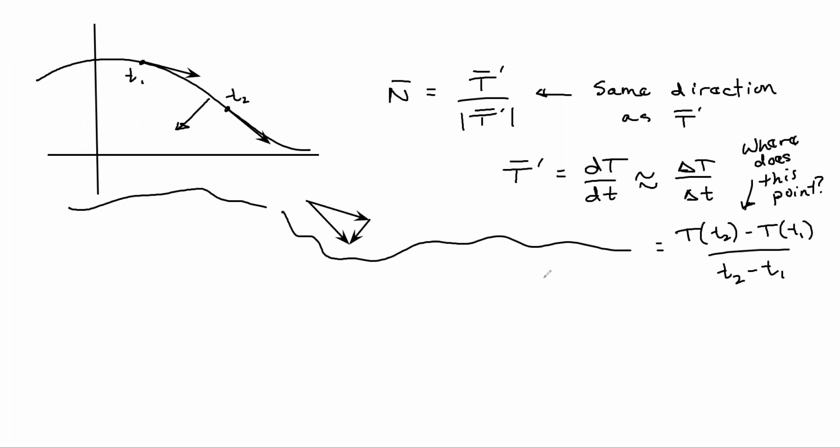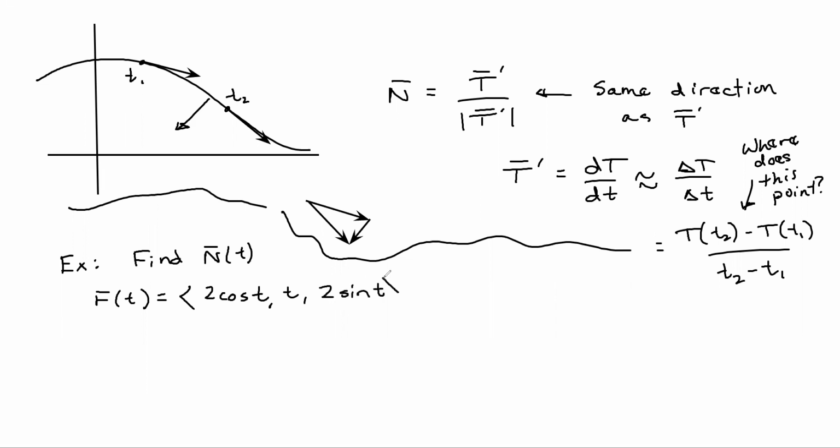All right, so the last thing that we're going to do, and then we'll finish this up, is a quick example calculating. Let's say we want to find the unit normal. Let's just use our previous example because it will speed things up greatly. So we're going to stick with r of t equal to 2 cosine t, comma t, comma 2 sine t. And so what do we need from that? Well, we need the unit tangent.